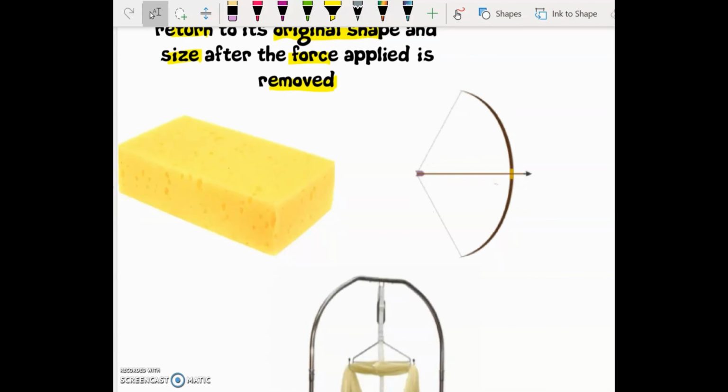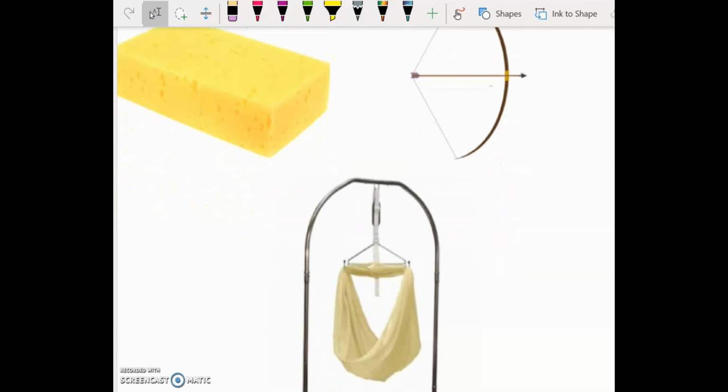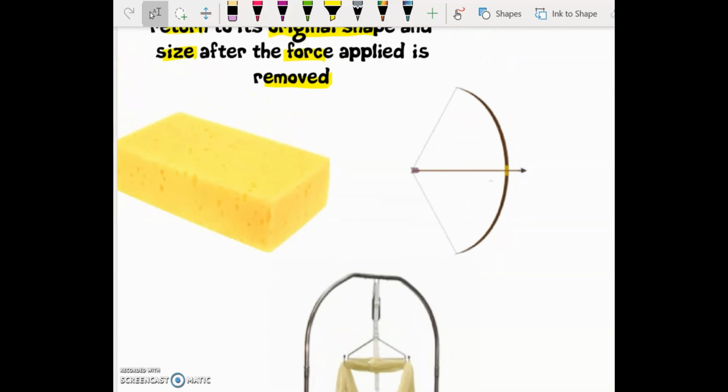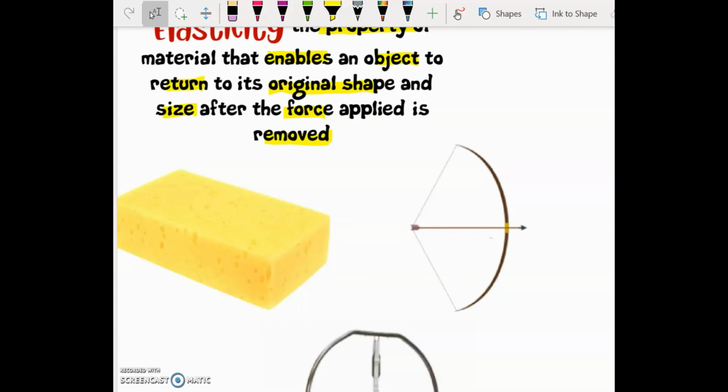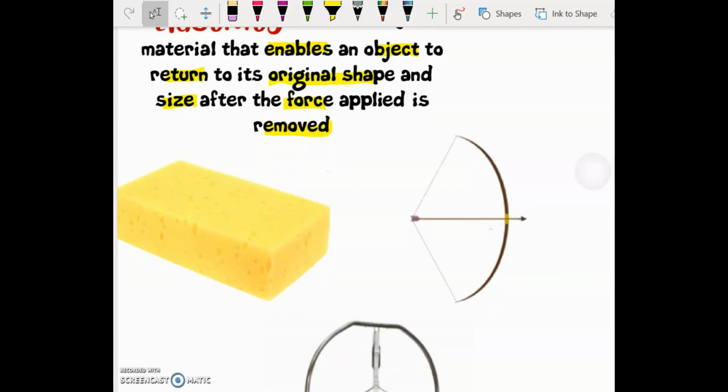So here are some examples of objects that have elasticity. So these objects, when we exert force to it, when we squeeze, grab, push, pull, or any action taken to it that causes the shape and size to change, when we remove the force, these objects will return to its original shape and size.